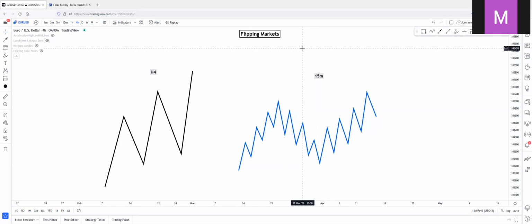After this, we will analyze the overall price action on the 4-hour chart, 15-minute chart, 5-minute and 1-minute, and see all of the upcoming possibilities for today and for the week. So let's just begin this session.